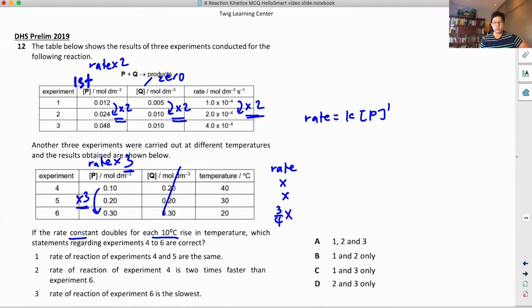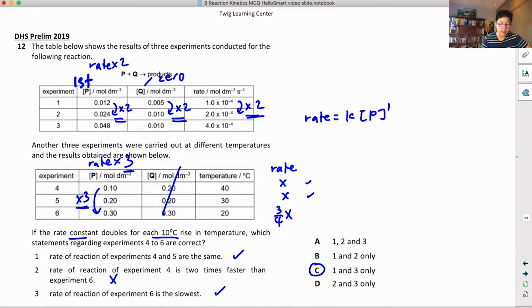Now we can check the options. Rate of reaction of experiment 4 and 5 are the same. That's true, because both are x. The rate of experiment 4 is 2 times faster than that of experiment 6. Not true at all. The rate of experiment 6 is the slowest. You can see it's actually the slowest. So the answer is 1 and 3.